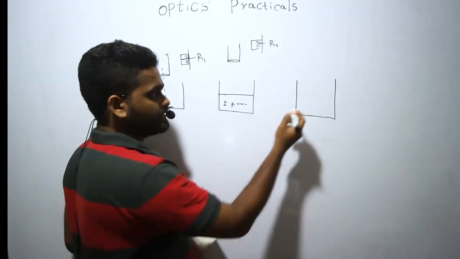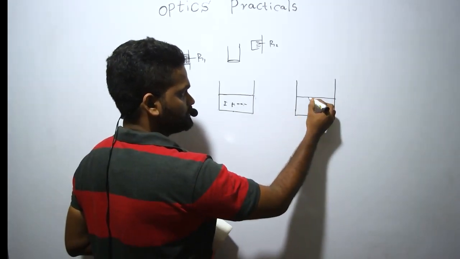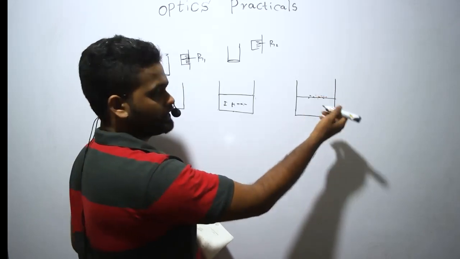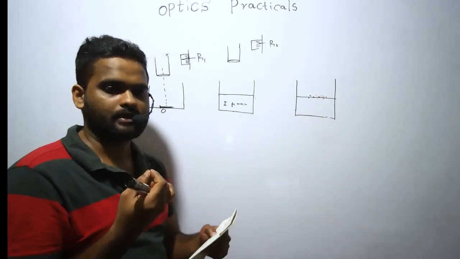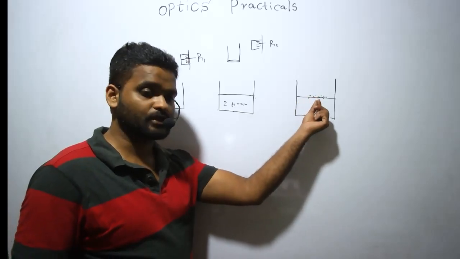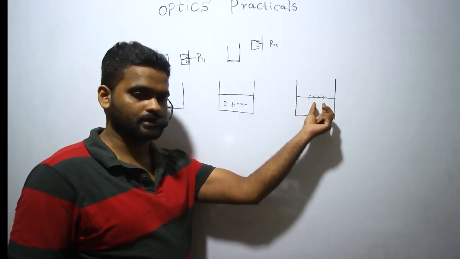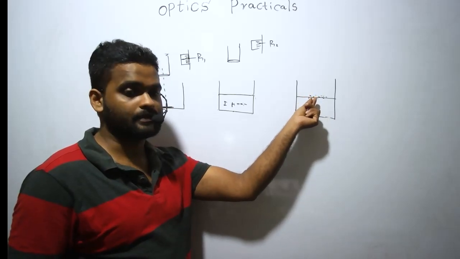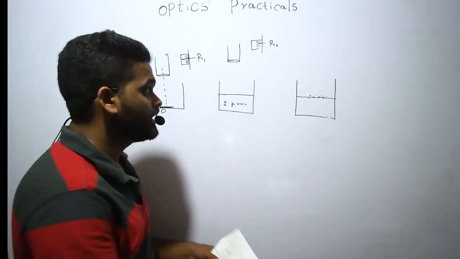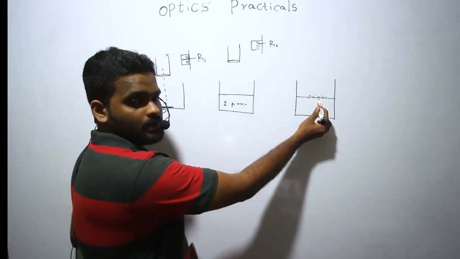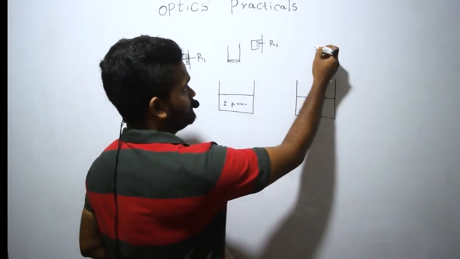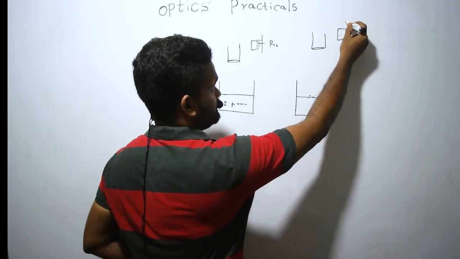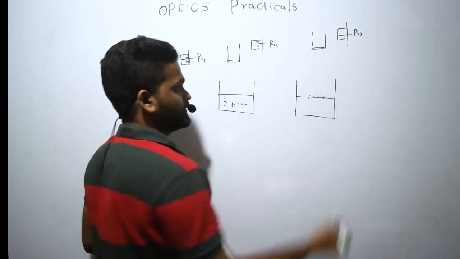To get that, you have to sprinkle lycopodium powder onto the liquid. The specialty about lycopodium powder is that it doesn't dissolve in water. So you can put lycopodium powder and it floats. To focus on the lycopodium powder, you have to further lift this microscope and then get the reading. That is R3, right?